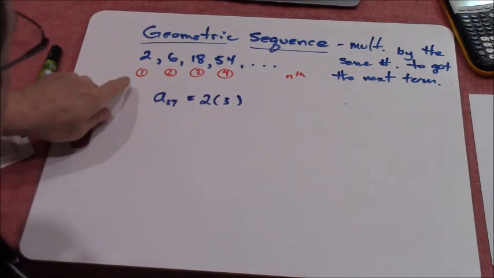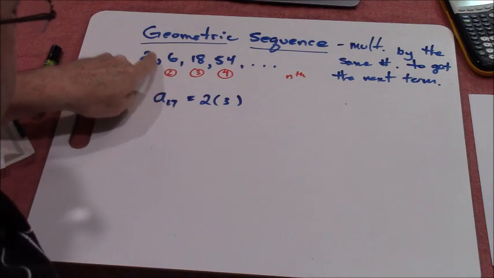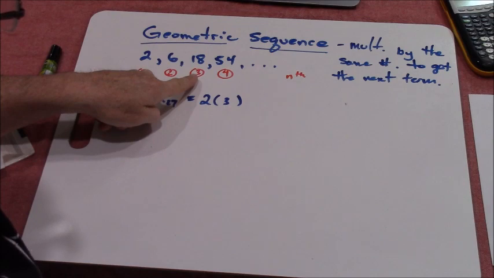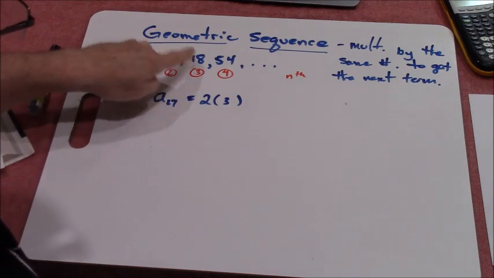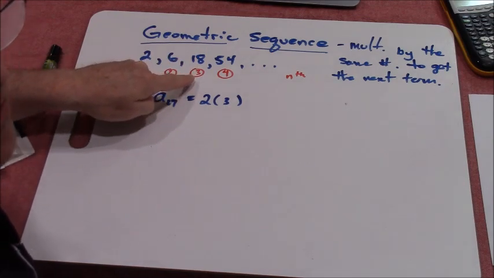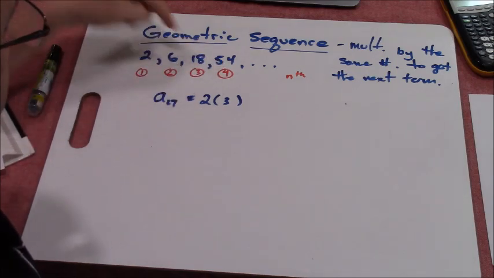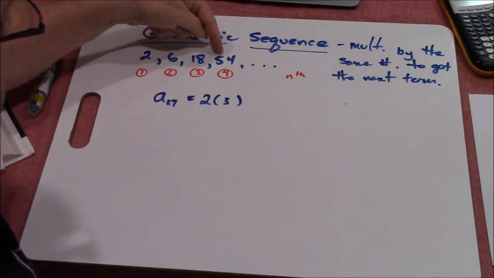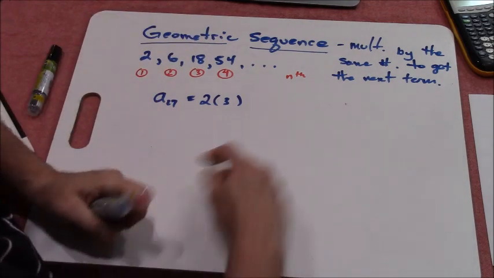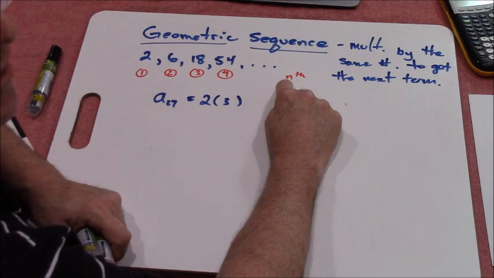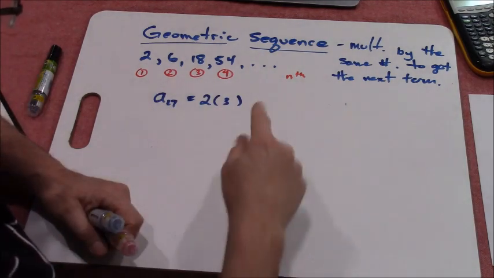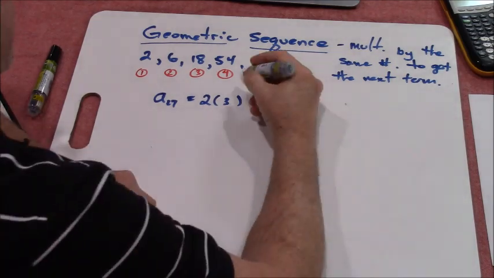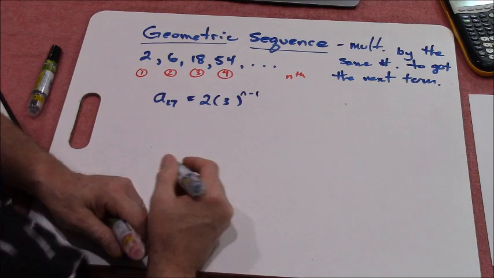So how many 3's am I going to multiply by to get to each term? Well, to get to the second term, I only multiplied by 3 once. To get to the third term, I multiplied 2 times 3 times 3, so I multiplied by 3 twice. And to get to the fourth term, I started with 2 and I multiplied by 3 once, twice, 3 times. So for the nth term, you should already be thinking this in your head. We're multiplying by how many 3's? And it should be n minus 1.